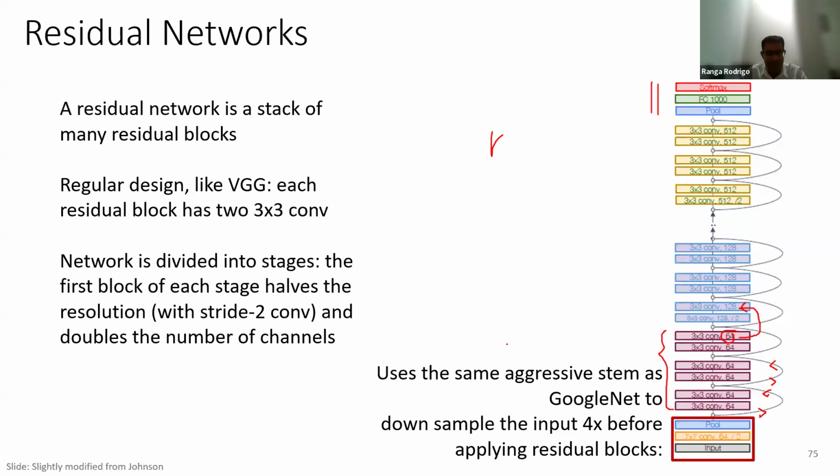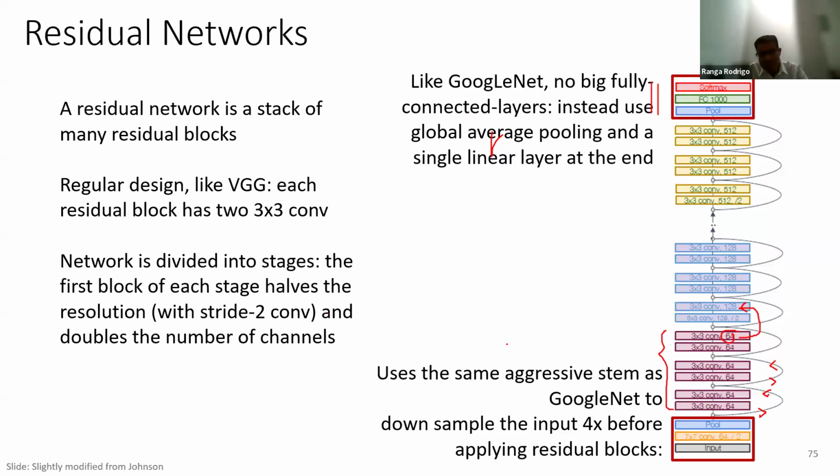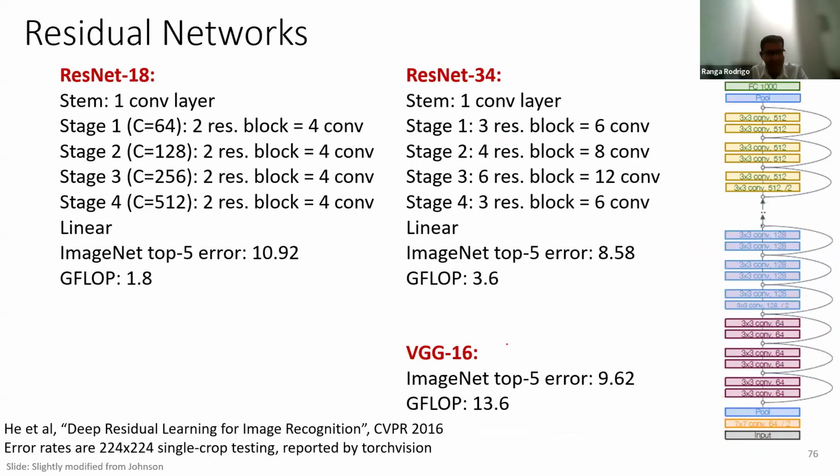Yeah, it uses the same aggressive stem of GoogleNet to downsample the input by 4 times before applying residual blocks. Then, like GoogleNet, no big fully connected layers. Instead, use global average pooling and a single linear layer at the end. Because of that contribution, they were able to come up with so many networks called ResNet-18, ResNet-34, and so on. All these things can be downloaded and run by you.